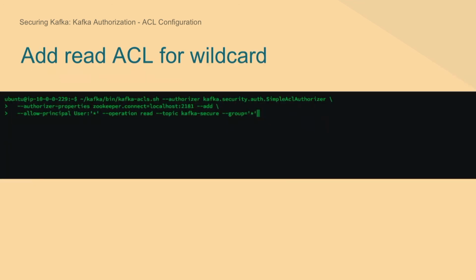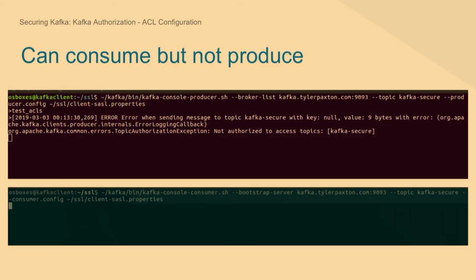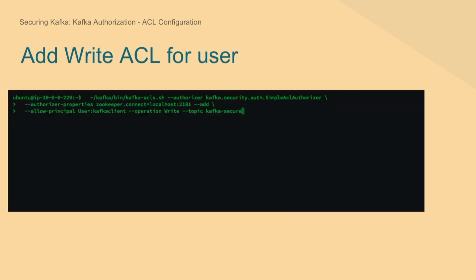So I'm going to first create a wildcard user. There are no groups in these ACLs, so you can either do wildcards or specific named users. And then I'm going to set that up so any user is able to read from my Kafka Secure topic. We see that takes, and now my consumer, you can't tell here, but I've started my consumer, it's consuming, I don't get an error message, but my producer does get an error message that it can't access the topic to produce to it.